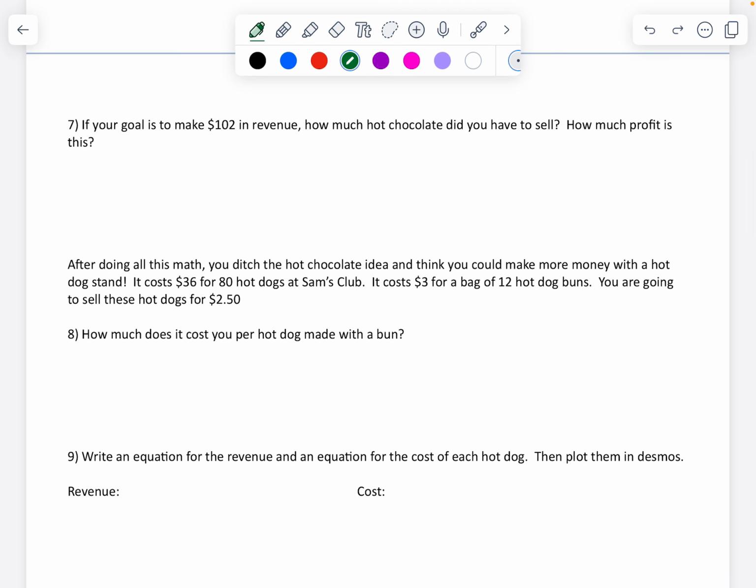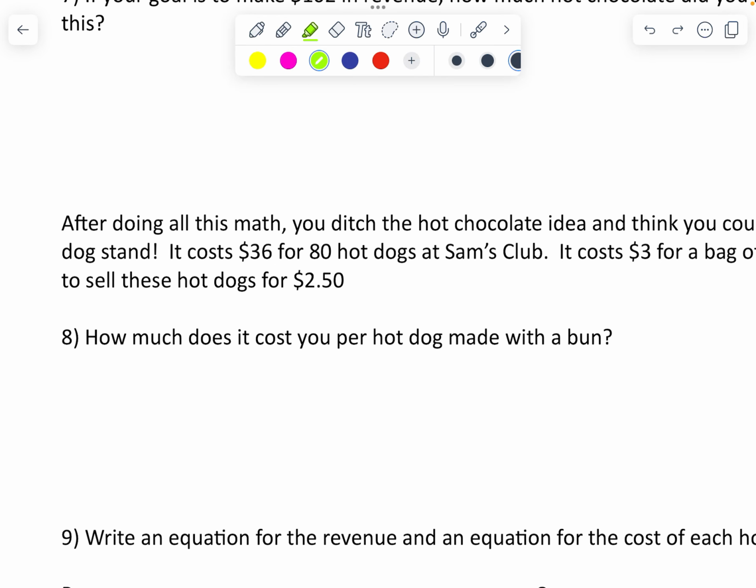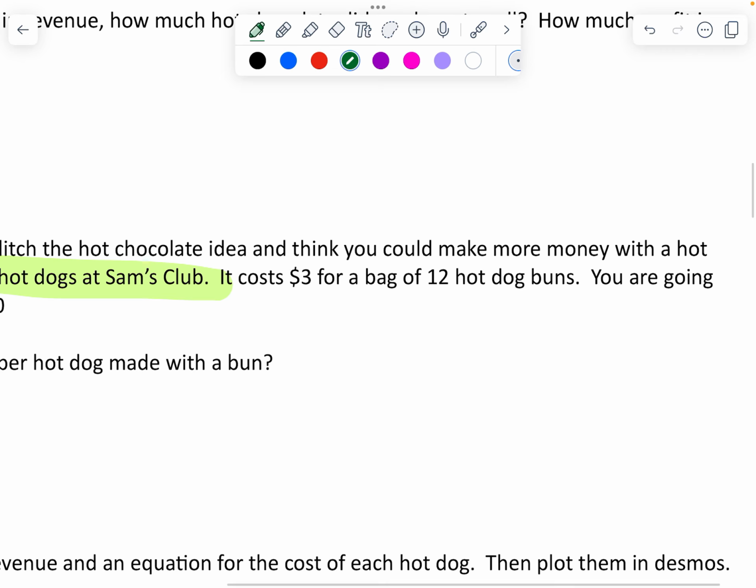This one, you're pretty much doing the exact same thing for hot dogs as we did for hot chocolate above. Here, the only difference is that you have a couple different things going on, right? So it costs $36 for 80 hot dogs at Sam's Club, and I think that's legit. I think we looked it up. It also costs $3 for a bag of 12 hot dog buns.